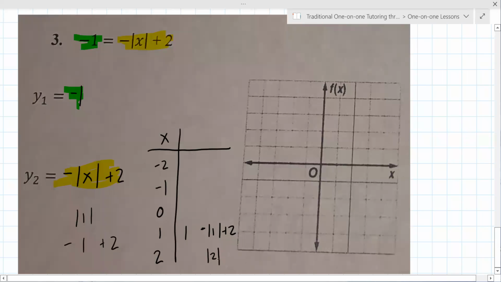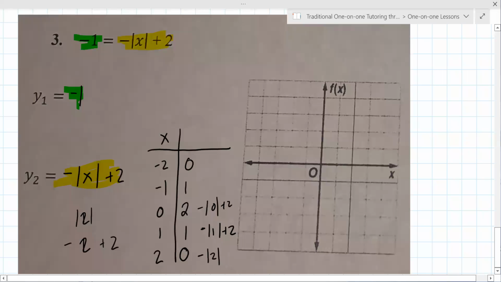Same thing here for the next one. Absolute value of 2. 2. And then you negate it. So it's -2. And then you add 2 to it. You get 0. Yes. Okay, next one here. Absolute value of 0 is 0. You negate 0, it's still 0. You get 2. Yeah.